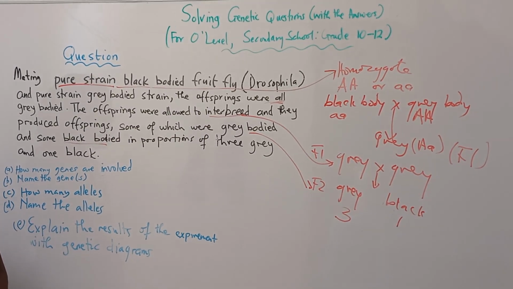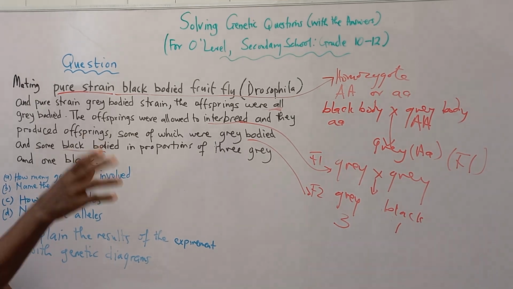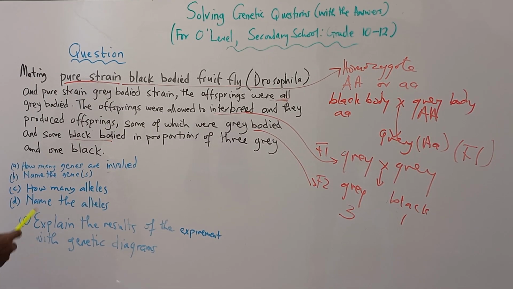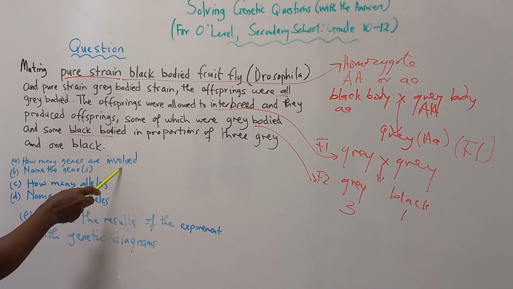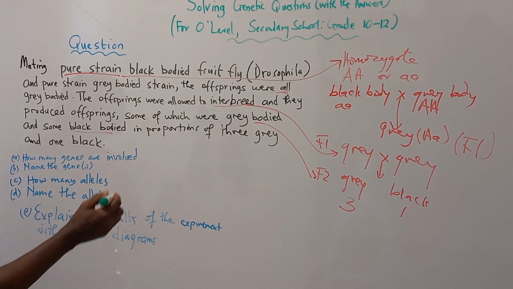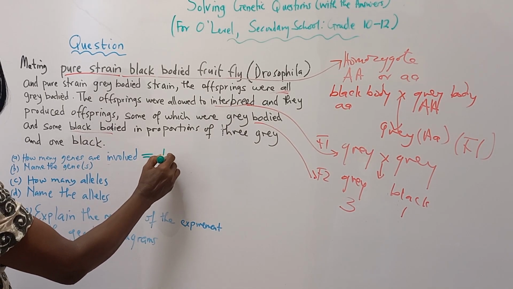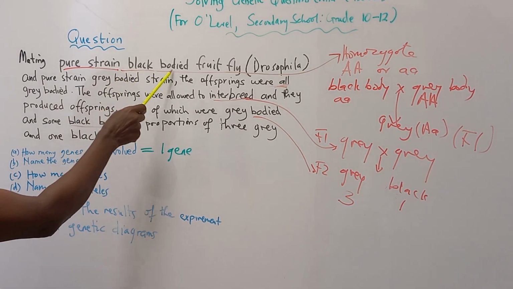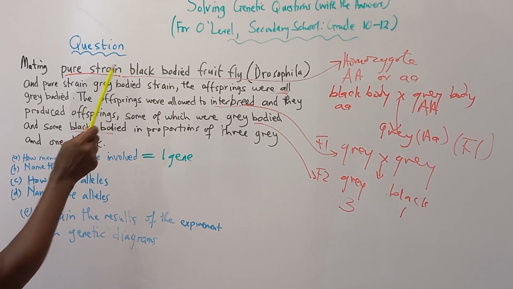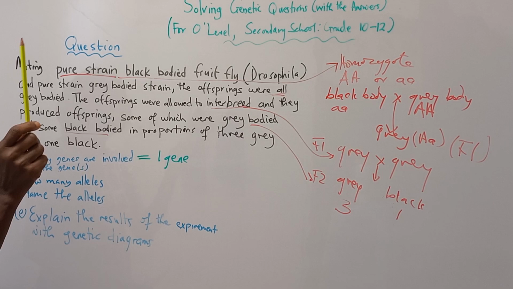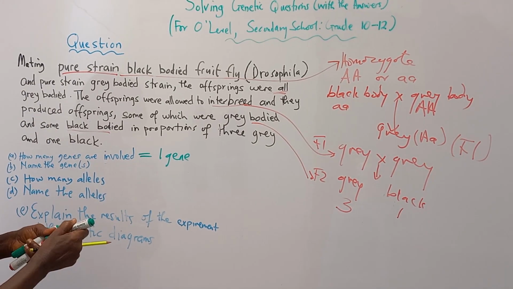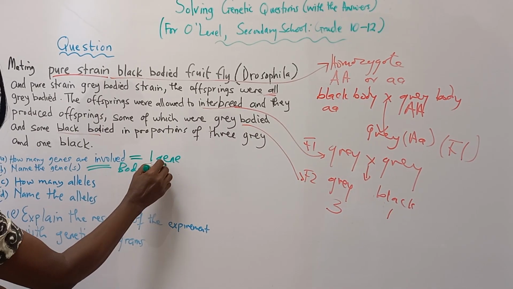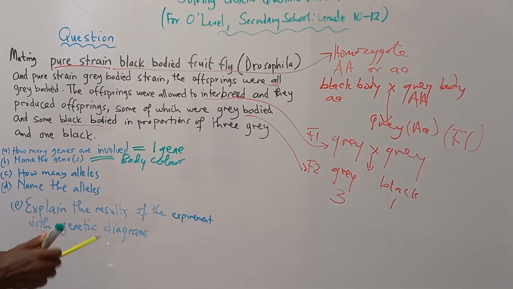That is how to analyze genetic questions. Put the information in genetic terms. So now let's get to the questions. How many genes are involved? In this, we are talking about 1 gene, because we talked about black-bodied and gray-bodied. Only 1 color, body color. So the name of the gene is body color. It's 1 gene, body color.